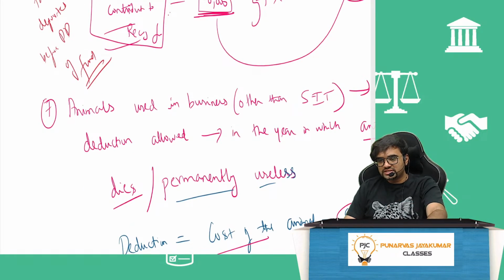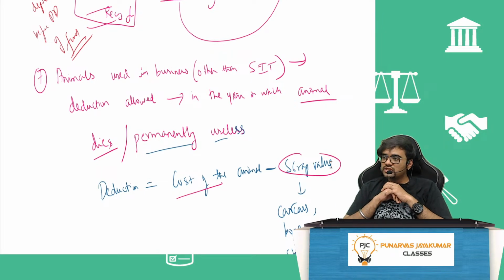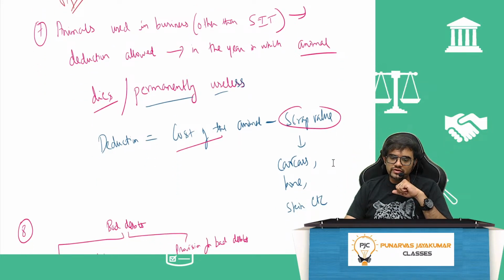Animals used in business, as I told you, like a capital asset, not stock in trade. Deduction is allowed in which year? In which the animal dies or it becomes permanently useless. The deduction will be cost of the animal minus scrap value. This, as I told you, is where animals are used as not stock in trade but capital asset. I told you, a temple will buy an elephant, and any timber company will buy an elephant, a circus elephant. All these are coming under this section.